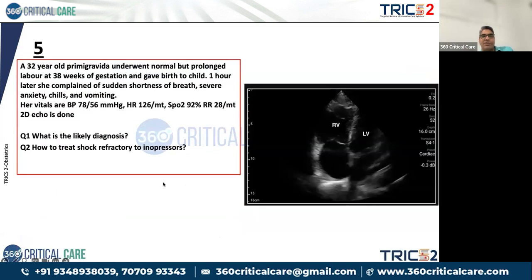The last question here from my side: a 32-year-old primigravida underwent normal but prolonged labor at 38 weeks of gestation and gave birth to a child. 1 hour later, she complained of sudden shortness of breath, severe anxiety, chills, and vomiting. Vitals: BP 78 by 56, heart rate 126, saturating 92%, respiratory rate of 28, and 2D echo is done, which is a static picture. In the exam, you may get a dynamic picture, so you can have a better idea. What is your likely diagnosis and how to treat the shock refractory to inotropes or vasopressors? Any answers?